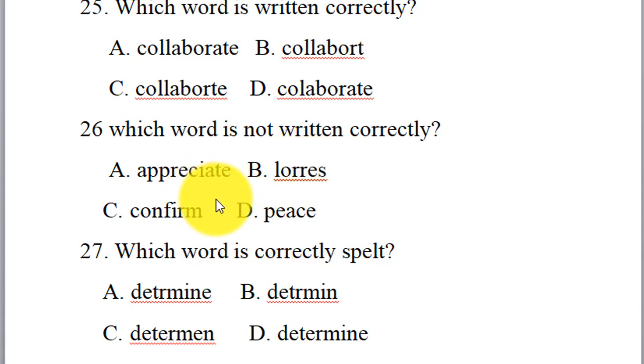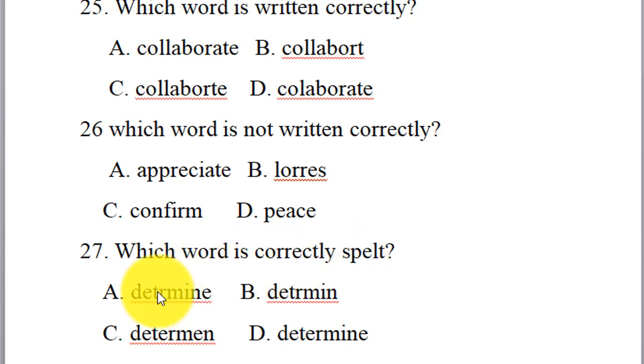Misspelled here. Confirm. Yes, confirm. Absolutely. So the answer is what? B. So don't forget to pronounce every word, please. Pronounce every word, and you can represent it with the correct spelling, please. Question number 27. Which word is correctly spelled?